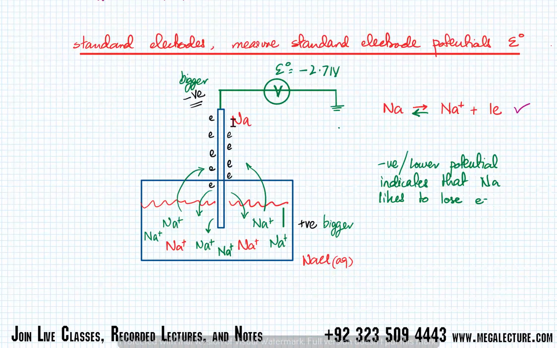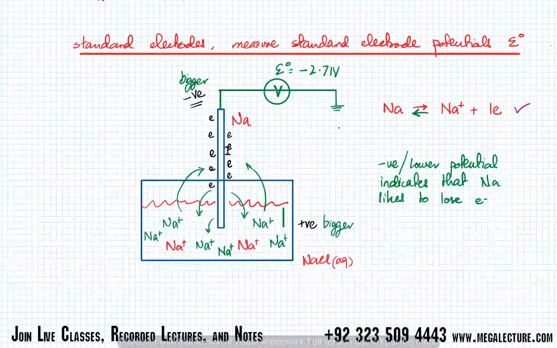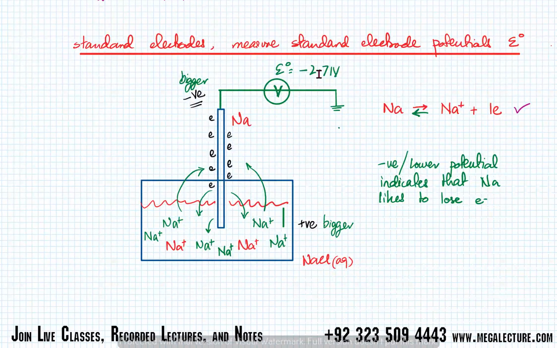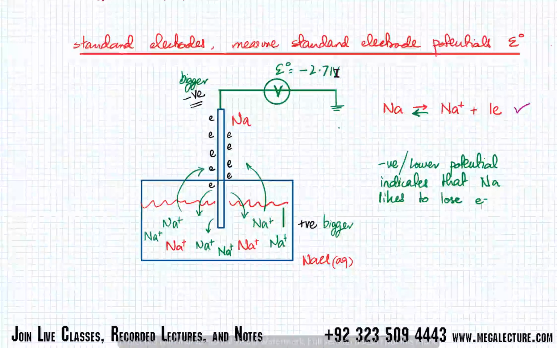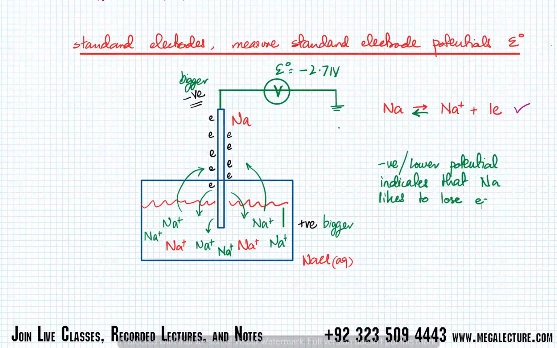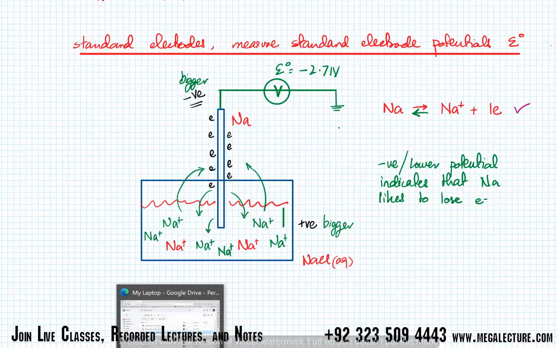So if I had potassium over here, then the electrode of potassium would have even more electrons because it's got a greater tendency to actually lose electrons. So the potential that's going to build up on potassium is going to be even more negative. So all these potentials are calculated. Okay, so let me just show you.